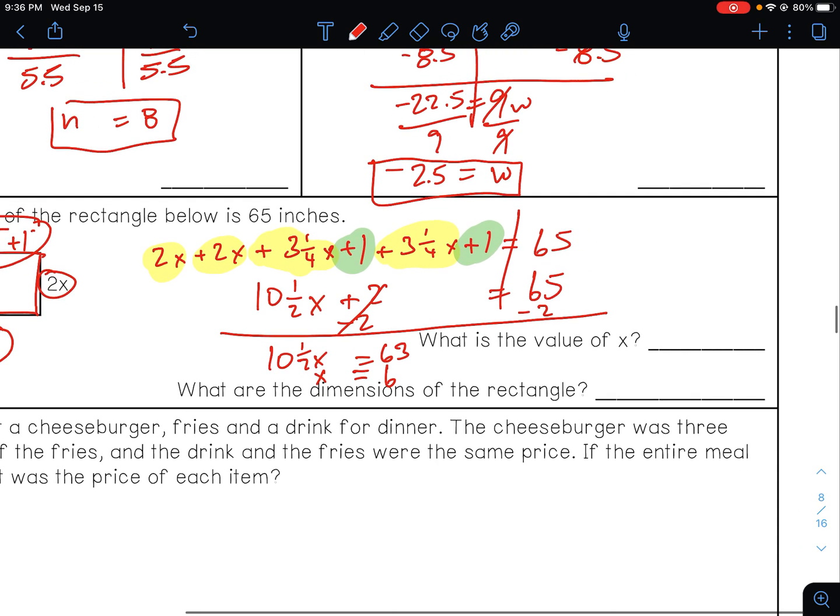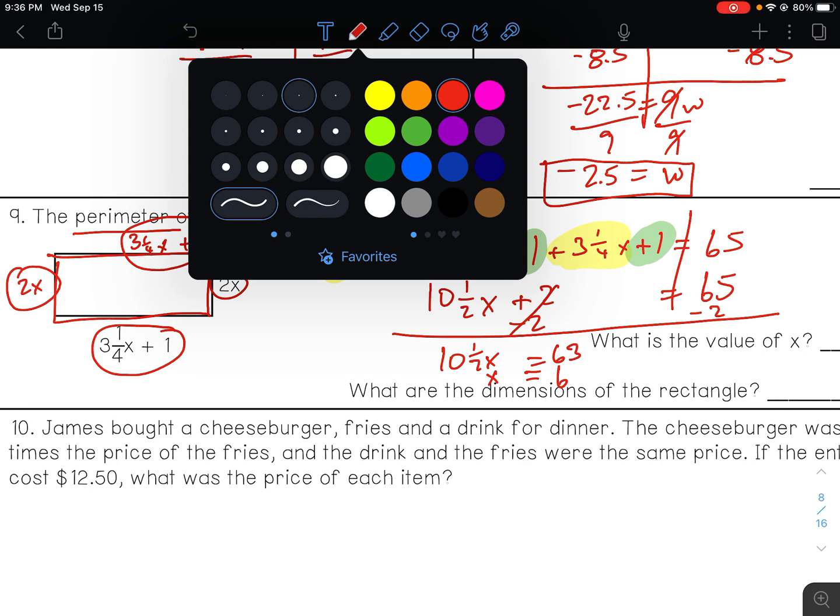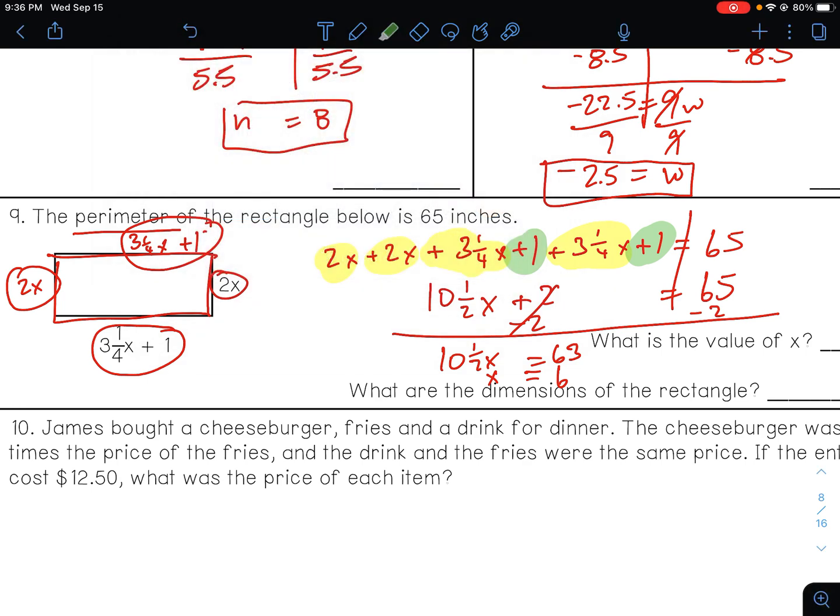So what's the value of x? X equals 6. All right, what are the dimensions of the rectangle? What they're asking for by dimensions is, how long is each side? Like, how long is this side and how long is the bottom side? Technically also this side and that side, but for a rectangle, you have a base and a height. So they're asking for the base and the height. What is the base? Well, let's do the height first because that's easy.